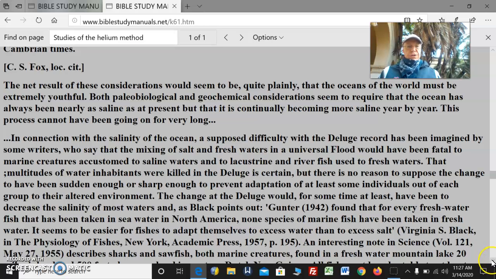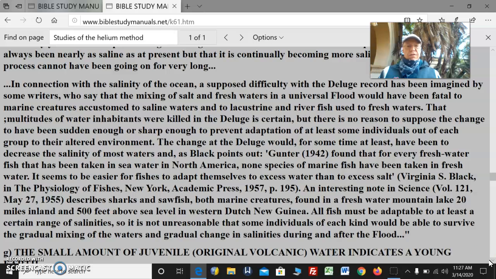So we have an interesting note in Science. It describes sharks and sawfish, both marine creatures, found in a freshwater mountain lake, miles inland and 500 feet above sea level in western Dutch New Guinea. All fish must be adaptable to at least a certain range of salinities, so it is not unreasonable that some individuals of each kind would be able to survive the gradual mixing of the waters and gradual change in salinities during and after the flood.